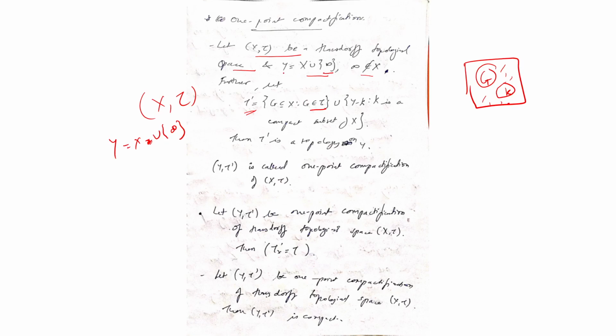So, we have defined a topology on this Y by tau dash. Where Y tau will be a Hausdorff space. So this tau dash is forming a topology on Y. It has been proved in the lectures. And this Y comma tau dash is called the one point compactification of X tau, because we have added one point in this X and formed Y, which is compact. We will be discussing in detail about compactification at the end of the lecture.